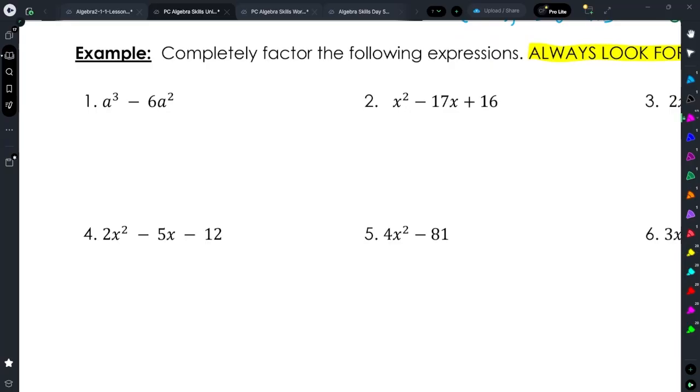So here we have a to the third minus 6a squared. I noticed I can factor out an a squared from both of those. So we have a squared, and what we're left with is a to the first power minus 6.